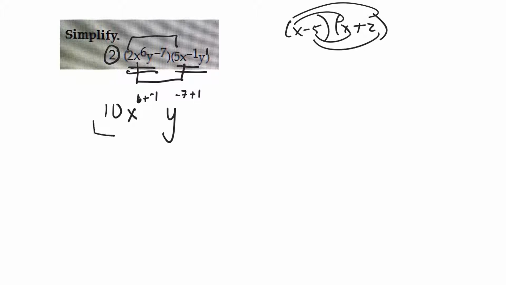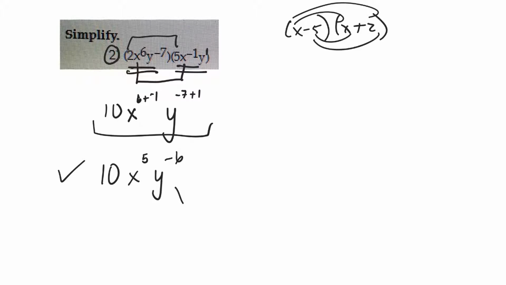And I guess I'll simplify that a little bit, but that's sort of where I'm at now. So I could then, 6 plus a negative 1 is positive 5, and negative 7 plus 1 is a negative 6, so this would be y to the negative 6. And there I'd be done. I guess there's one other thing you could do.